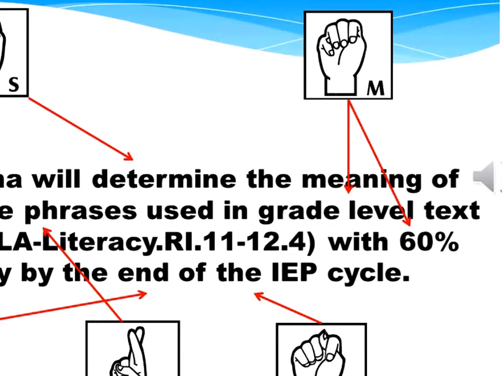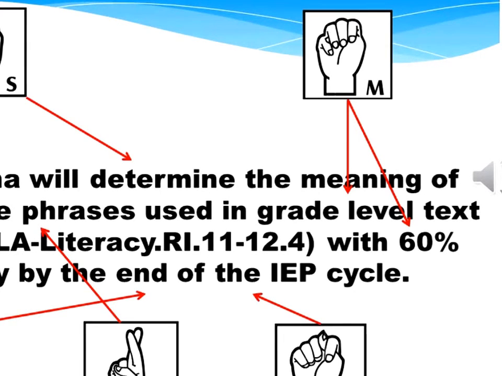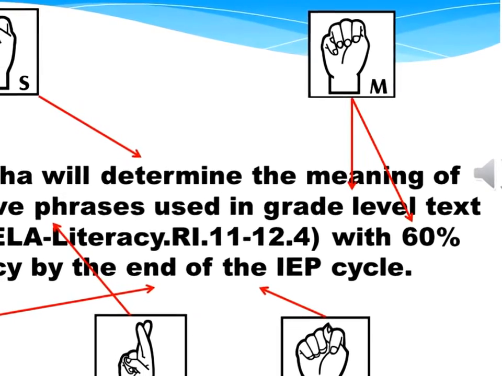Here is another example of a SMART goal. Notice in this goal, though, that I've included a reference to the Common Core State Standards. This reference is not mandated, but if you're writing standards-based goals, or if it's something you would like to do as a different format, that is permissible. However, it is not required. The goal is that Samantha will determine the meaning of figurative phrases used in grade-level text with 60% accuracy by the end of the IEP cycle.